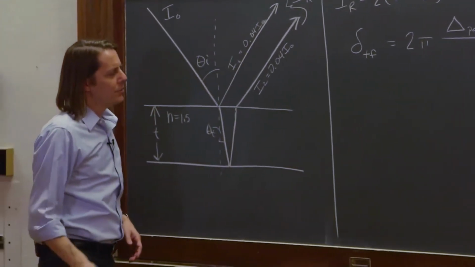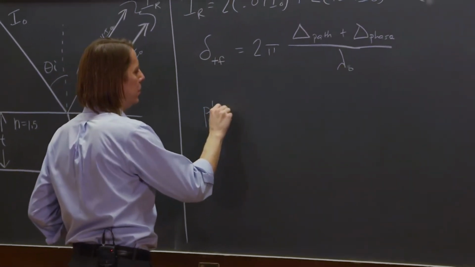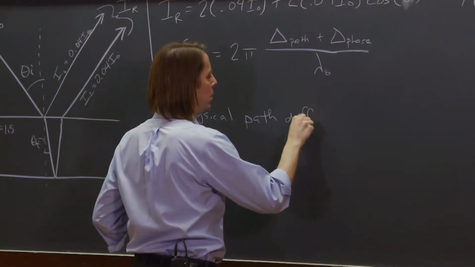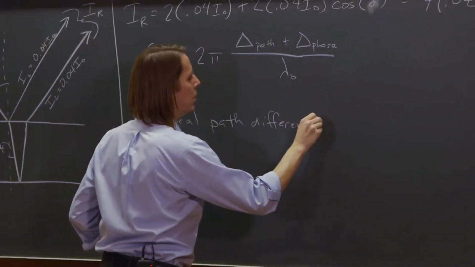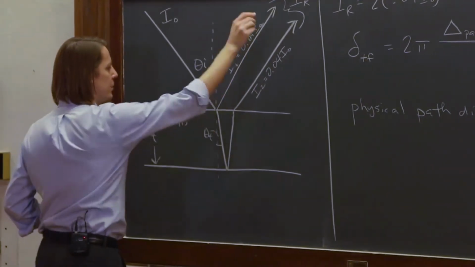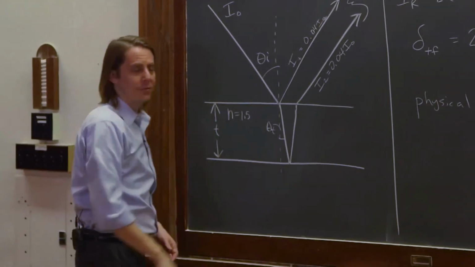Okay? So let's first think about them. Let's start with one of the deltas. Let's talk about the physical path difference between 1 and 2. Well, this one goes off and this one reflects down and back up. It's clearly related to traversing the film twice.